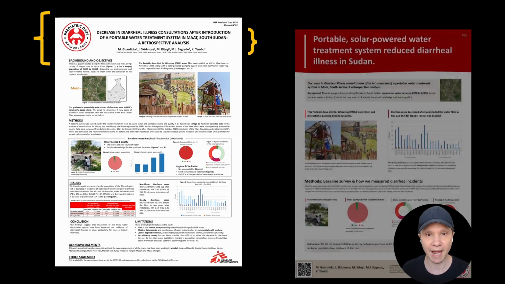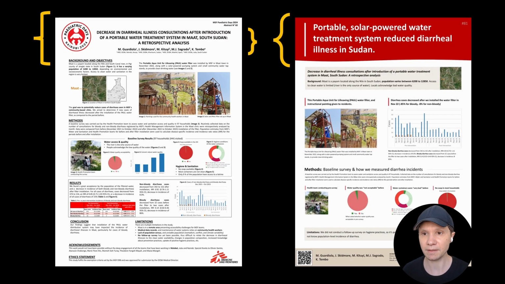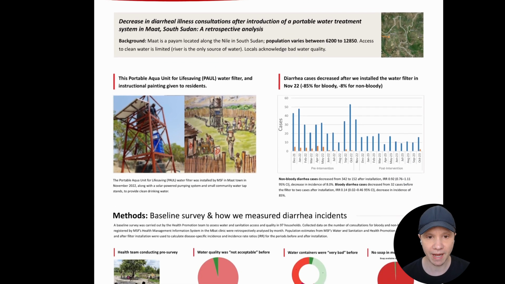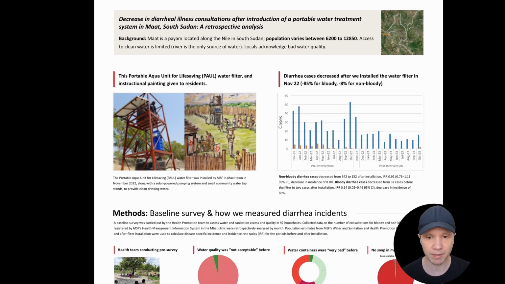On our new template, the header is very big and uncluttered. It hits you with a takeaway statement right away: portable solar-powered water treatment systems reduce diarrheal illness in Sudan. Then we have dedicated sections for a quick background statement and key figures that have bigger area. So this graph is actually probably twice the size.